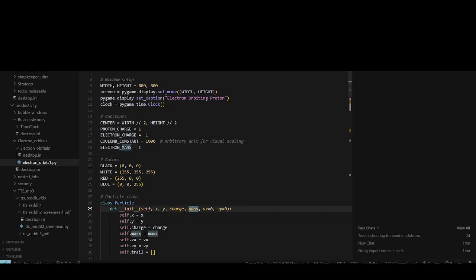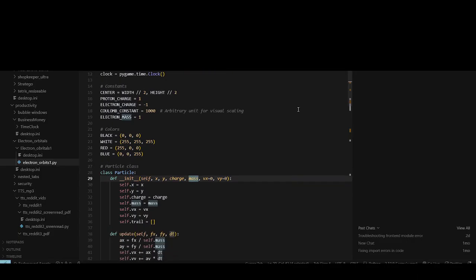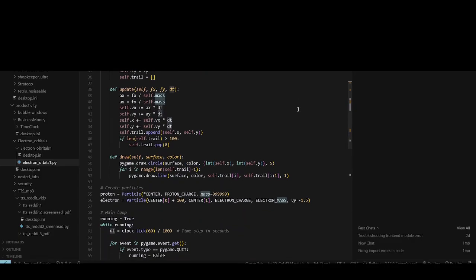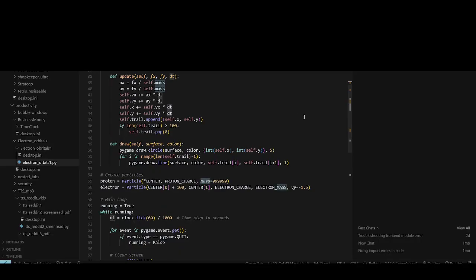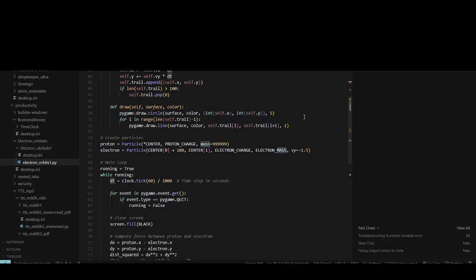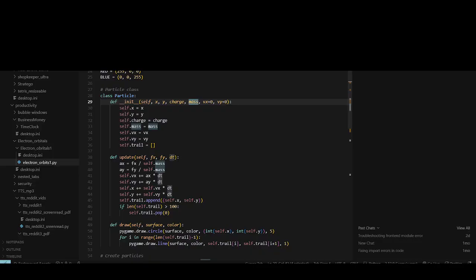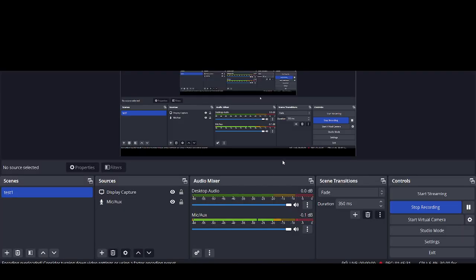Okay, class particle, charge, mass. Okay, so I think I'm gonna need to ask for some help with these. Okay, so let's pause the recording here. But we have a minimum viable product. It's not very viable, but it's something.